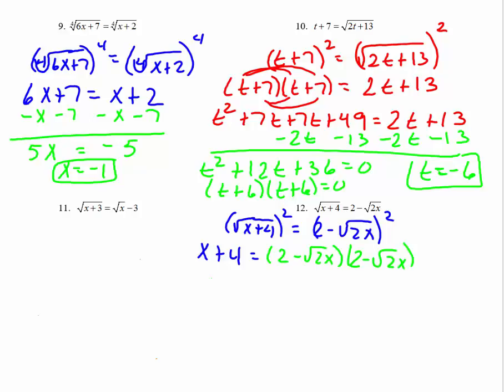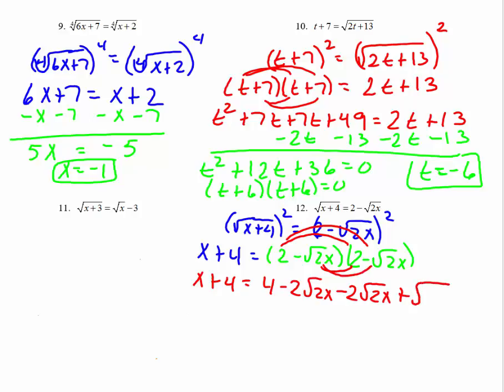So x plus 4 will stay as x plus 4. On the right hand side, 2 times 2 is 4. Outer is going to give me a negative 2 square root of 2x. Inner will give me a negative 2 square root of 2x. And last, negative times a negative is a positive. Underneath the square root, 2 times 2 is 4, and x times x is x squared.